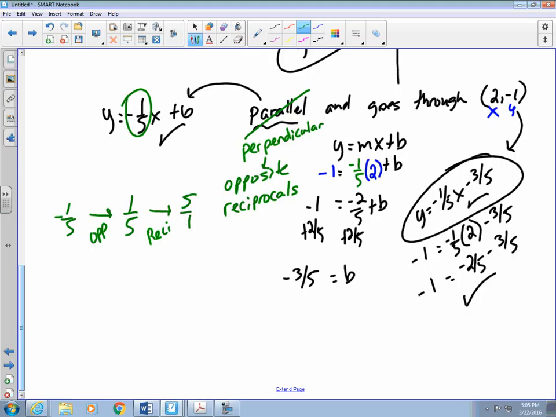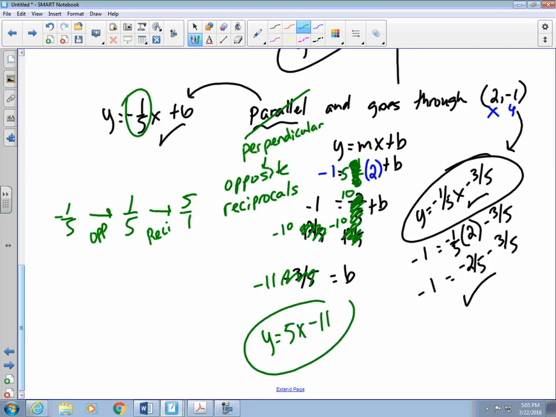So instead of using negative 1/5 here, okay, process would be the same. You would just use 5, which means this is now 5 times 2, which is now 10. Okay, which means you're now going to subtract 10 from both sides, and you're at negative 11. So your function would be y equals 5x minus 11, because now this line and this line are perpendicular to each other because the slopes are opposite and reciprocals of one another. And then this point here is a solution.